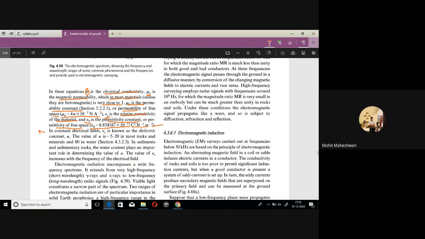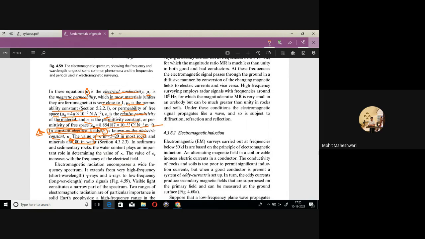And a very important concept is given there: in a constant electric field, the relative permittivity, epsilon r, is known as the dielectric constant. So basically, relative permittivity and dielectric constant are the same thing when we talk about the constant electric field. This is also very important: most of the rocks in the earth have a dielectric constant of approximately 5 to 20. For water it is 80. You must remember this.